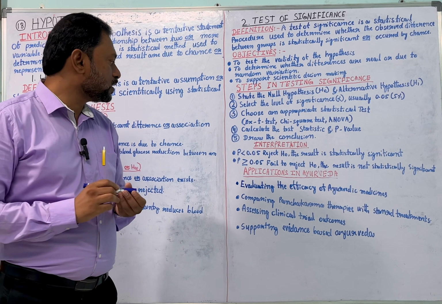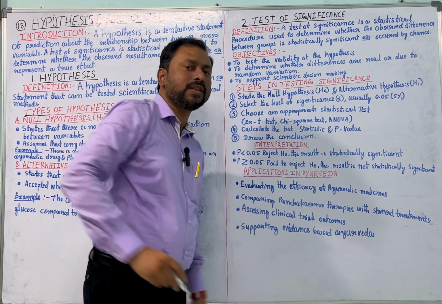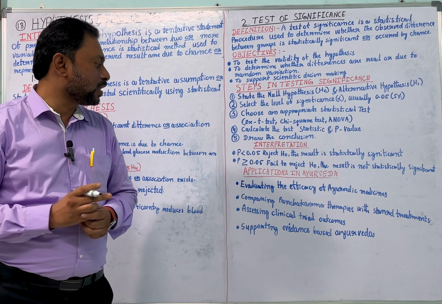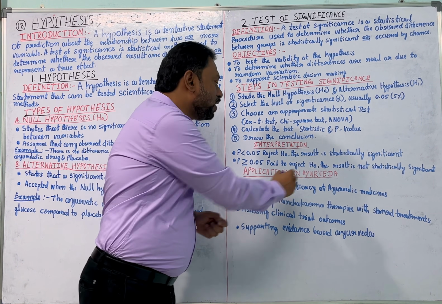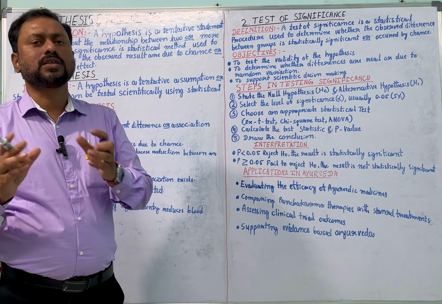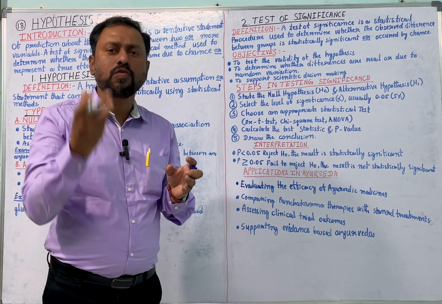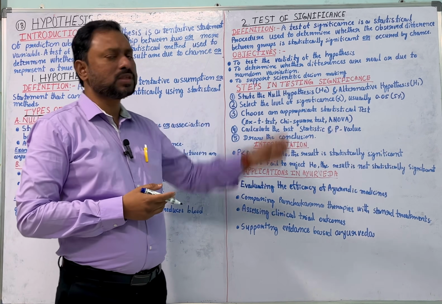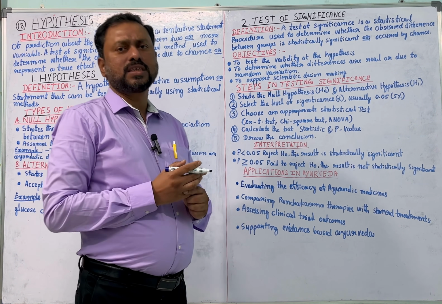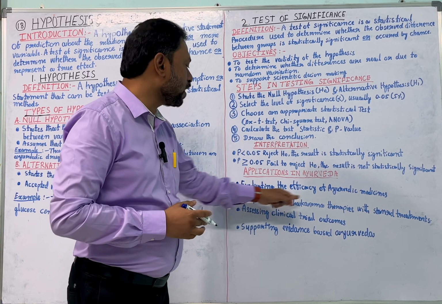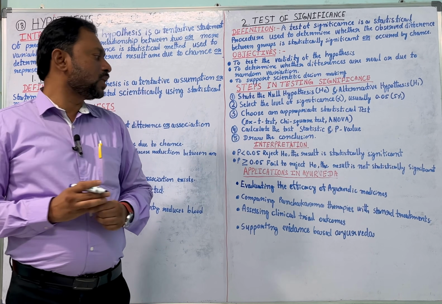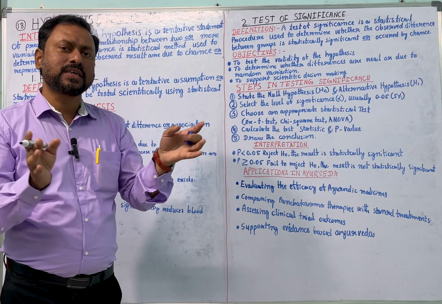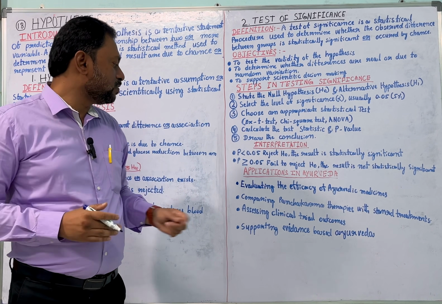The last one is the application in Ayurveda. Why are we using this statistical test in Ayurveda? The main thing is to evaluate the efficacy of Ayurvedic medicines. Whatever medicines are there, to evaluate whether the drug is acting or not. For evaluation purposes, we are using this hypothesis or the test of significance. The next one, comparing Panchakarma therapy with the standard treatment, that is before treatment and after treatment, whatever the result is, for comparing and decision making we are using it.